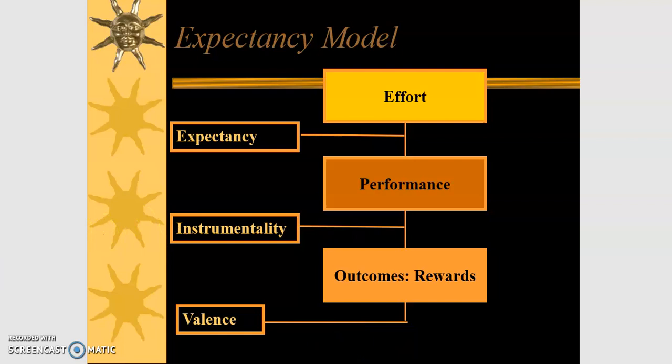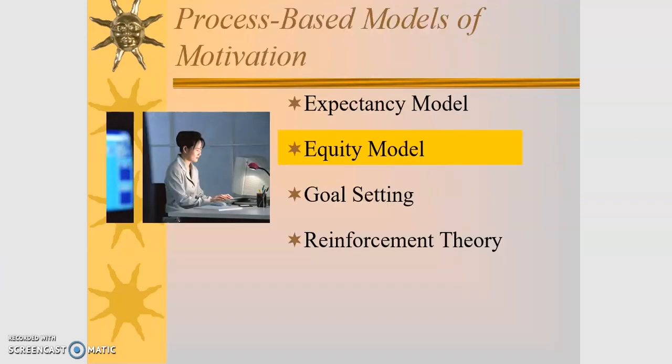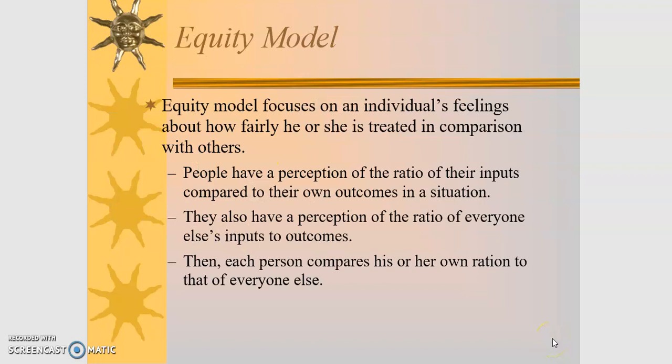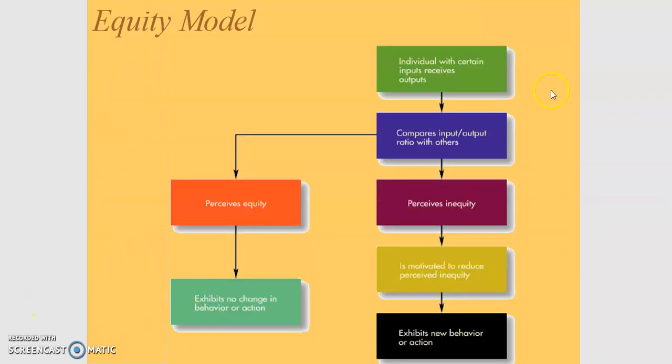The next process-based model that we are going to discuss is equity theory. Equity theory is that we are going to make comparisons. For example, in the equity model, we compare our input and output ratio with others. If we perceive there is an inequity, we are motivated to reduce the perceived inequity and exhibit new behavior. And if we perceive equity, we exhibit no change in behavior or action.